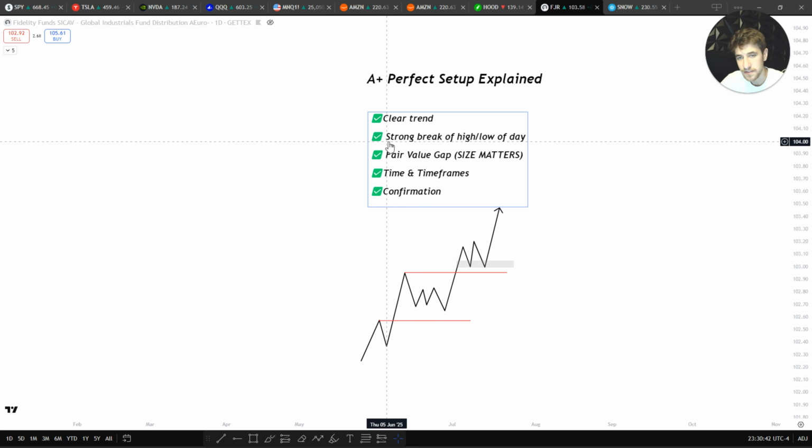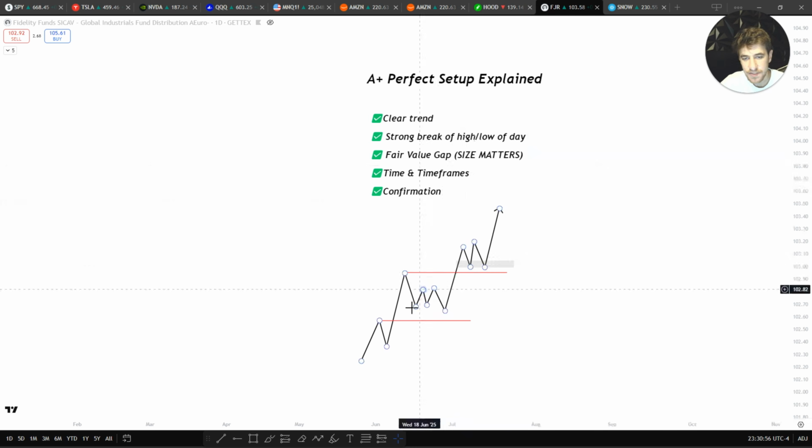The second thing that I take a look at is a strong break of a high of day or low of day level. So in this situation, we have a high of day level, and price gets a very clean break. And what do we classify as a clean break? I just want to see that price comes and takes out the level and it actually holds, and the candle that broke that high was a very clean one.